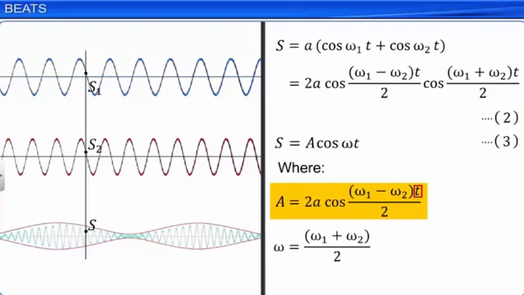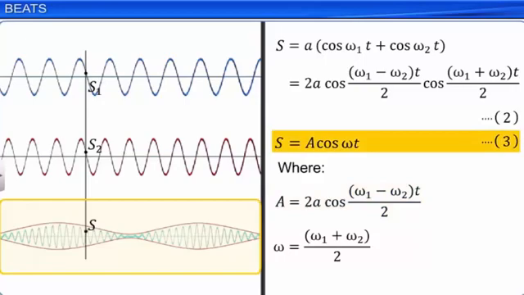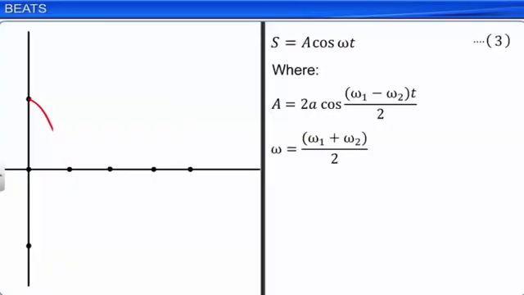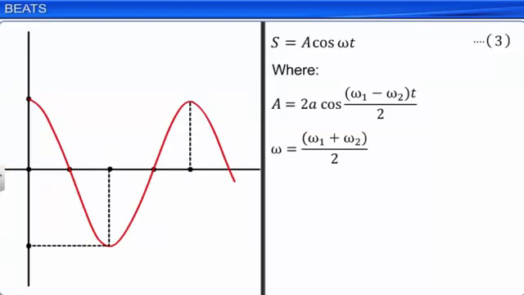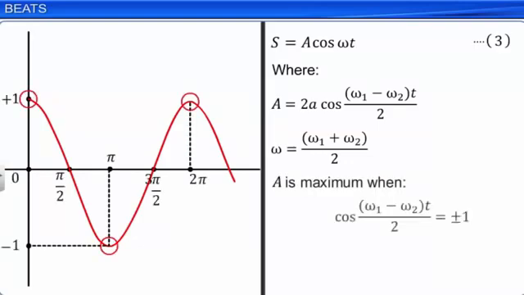Since the resultant wave is a cosine function, it has maximum amplitude when cos of (omega 1 minus omega 2) by 2 into t is equal to plus or minus 1. This implies (omega 1 minus omega 2) by 2 into t is equal to k into pi, where k is equal to 0, 1, 2, and so on. From the above equation, t is equal to 2 into k into pi by (omega 1 minus omega 2).